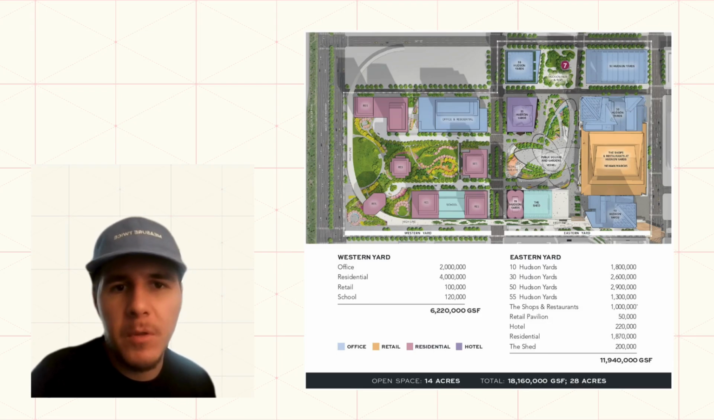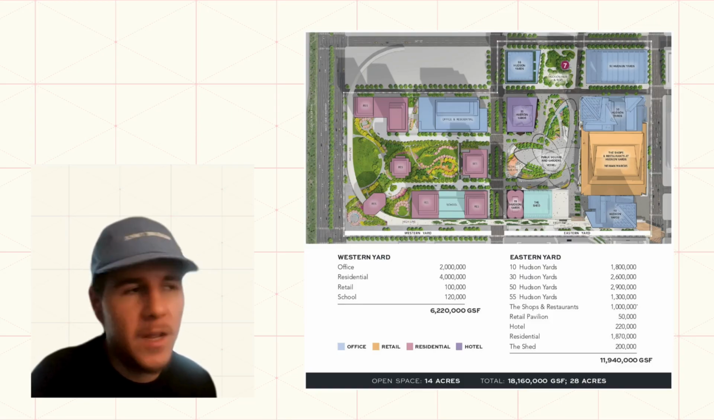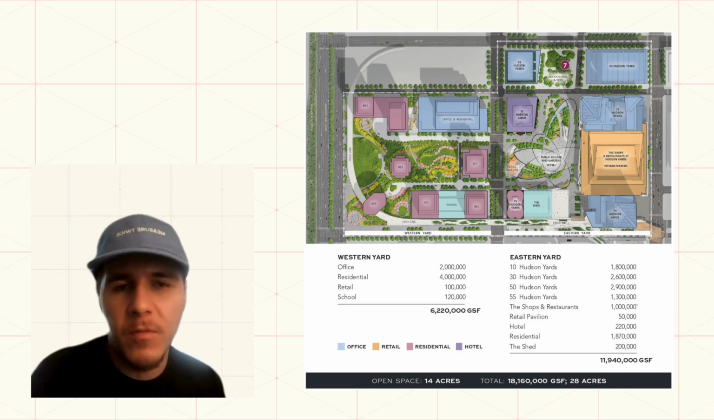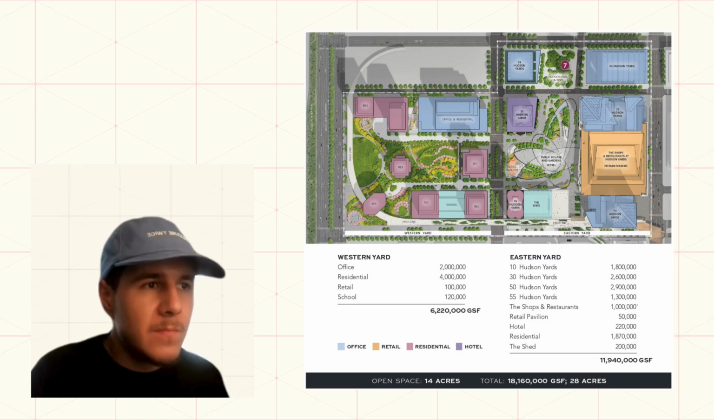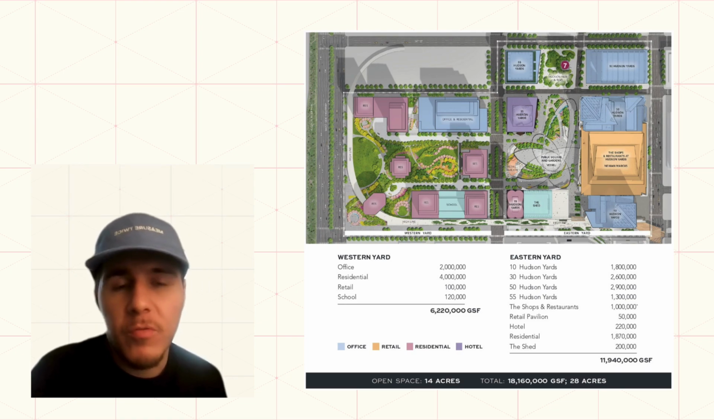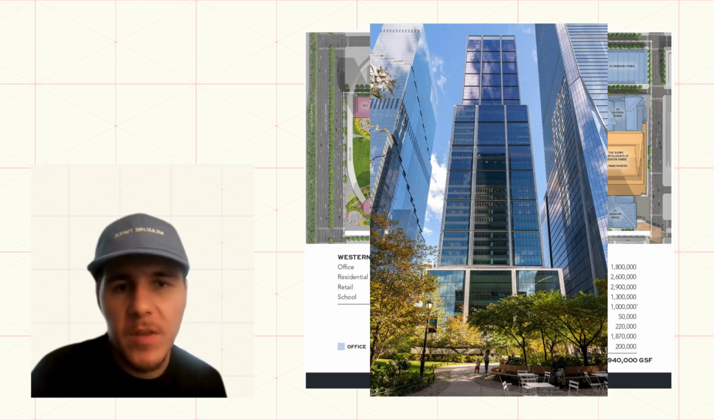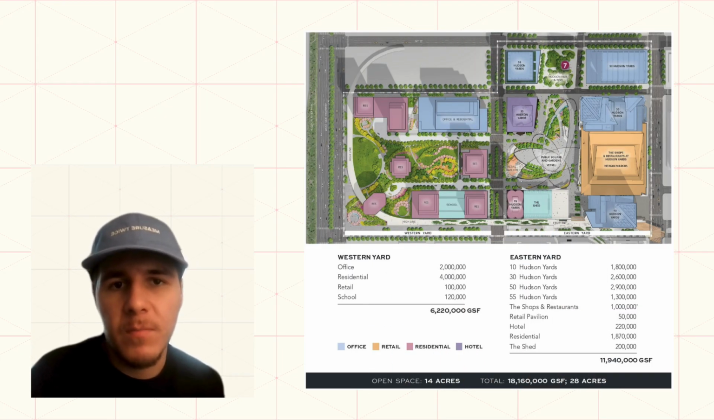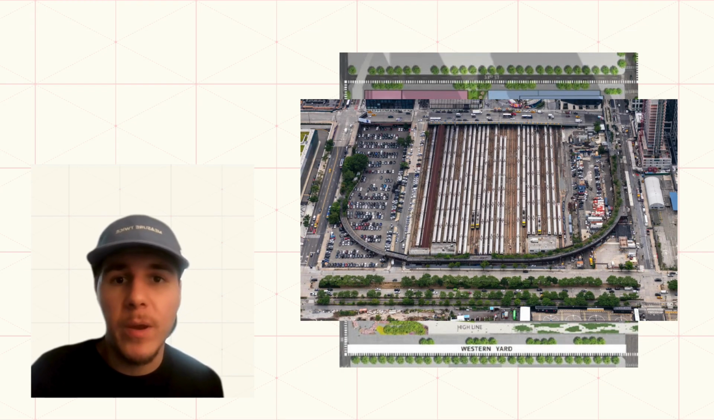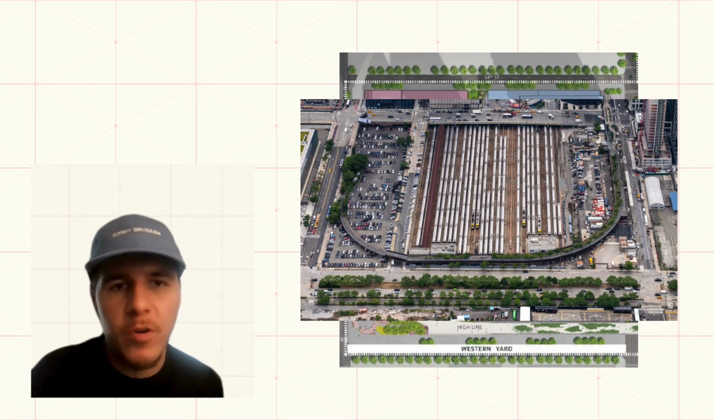The site is 18 million square feet, which is really massive, and it's composed of two different blocks, one being the Eastern Yards and the other one being the Western Yards. The Eastern Yards is composed of a bunch of iconic buildings such as 50 Hudson, Ted Hudson, etc. And the Western Yards is the part of the site that is planned to be renovated the most. Right now it stands as a graveyard for New York City subway cars that are not used.